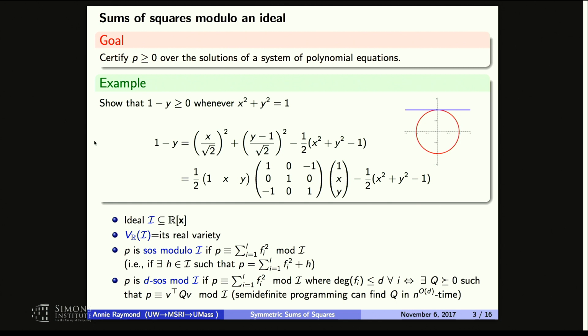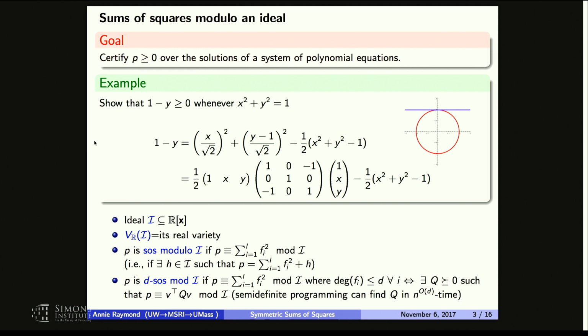So I'll need to find some positive semi-definite matrix Q, just like this here, to write my sum of squares. And I'll have to find my H. And then this will give me my sum of squares. And so I can use semi-definite programming to find Q. And the runtime is the number of variables to the order of the degree that you need.